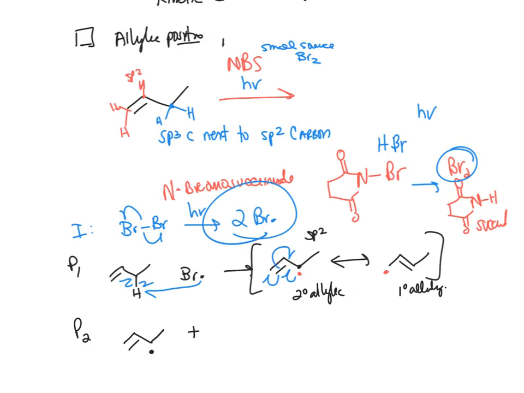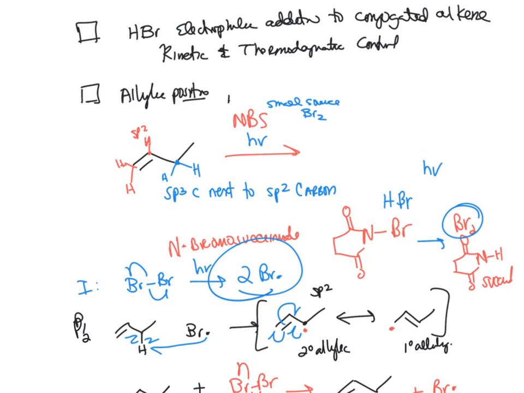So if you add the Br2, just like you do in propagation, then you keep generating a Br radical. So this is allylic bromination. This reaction is called allylic bromination, and you use NBS.